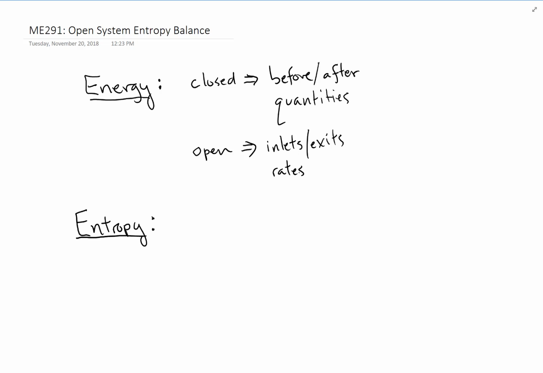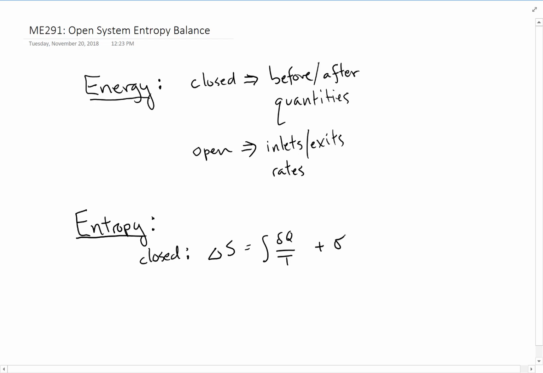So as we talk about entropy, let's remember what the closed system entropy balance said. The closed system entropy balance said that the change of entropy inside a box was equal to the integral of heat transfer over temperature plus the amount of entropy generation. And as we go to an open system, this equation is going to change in just the way that the energy balance changed.